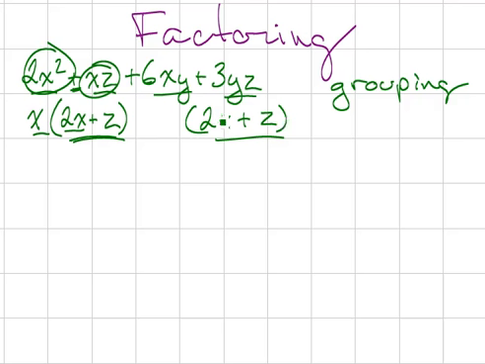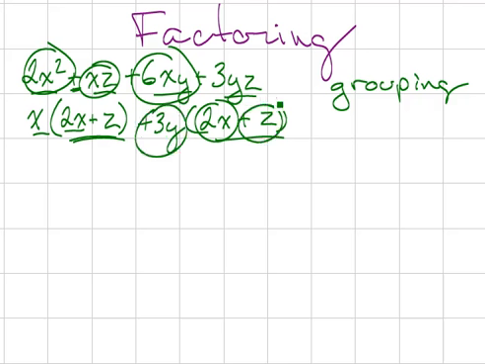And then I ask myself, what do I multiply 2x by to get 6xy? And it has to be positive 3y. Now, if this works, the next one's going to be a gimme. Is 3y times z equal to 3yz? You betcha. So I know it gets a little messy here, so let me just rewrite this.